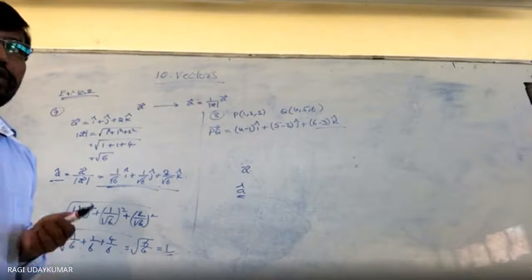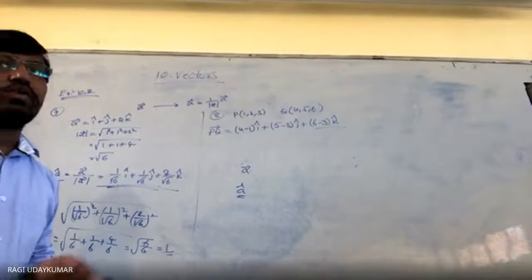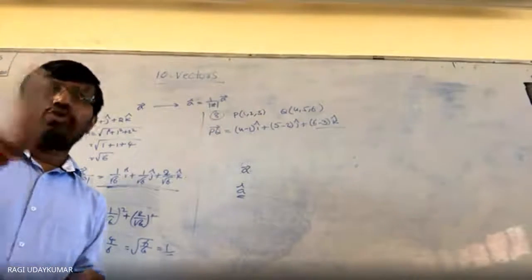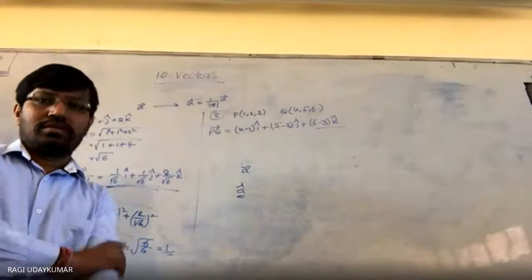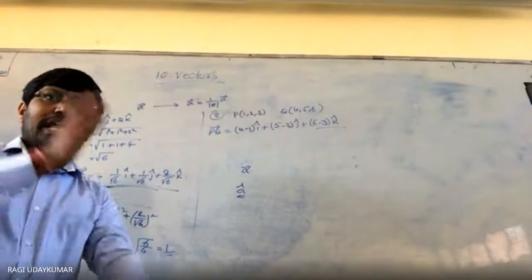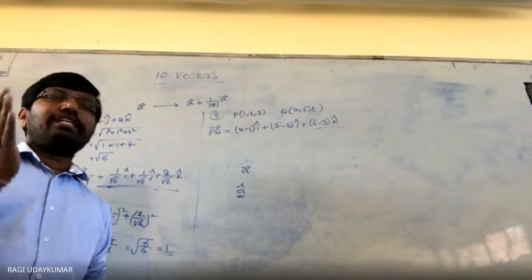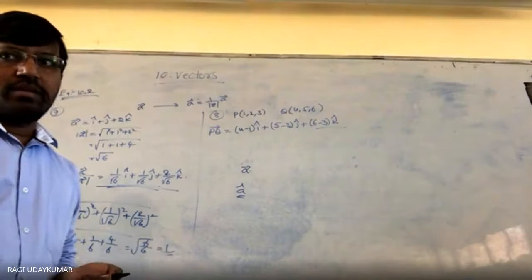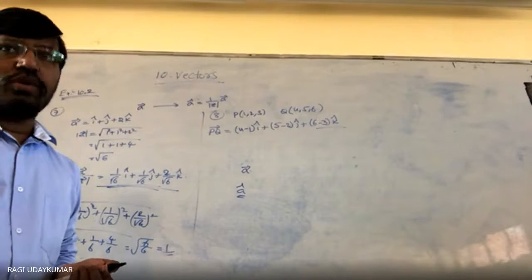The 11th problem is given to show these two vectors are collinear. Collinear has to be proved. So what is meant by collinear? Parallel. Check the coefficients of both, check the scalar components. If the ratio of the scalar components is equal, it means they are parallel, which is nothing but collinear.